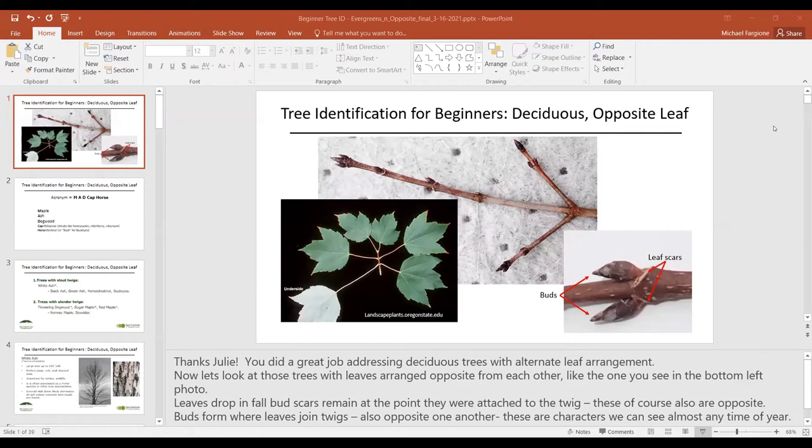So Julie did a great job of talking about deciduous trees that have alternate leaf arrangements. And I'm going to jump right in and talk about deciduous trees with the leaves oppositely arranged. We know what that looks like by looking at the picture on the bottom left, a typical maple tree. And we see the leaves coming out in opposite directions. In the fall and winter when the leaves are gone, we can still tell opposite leaf arrangement by looking at the twigs. We can see the buds are arranged in opposite directions. We can also see the point where the leaves were formerly attached to the twigs. They leave a scar where the leaf was attached, and those leaf scars are visible in the bottom right photograph, and they also are opposite arranged. So that's what we're going to be talking about.